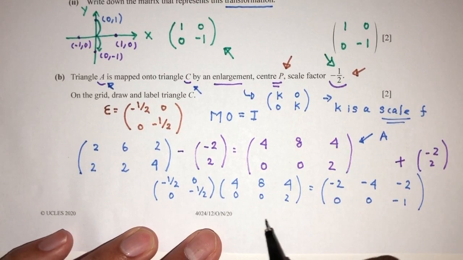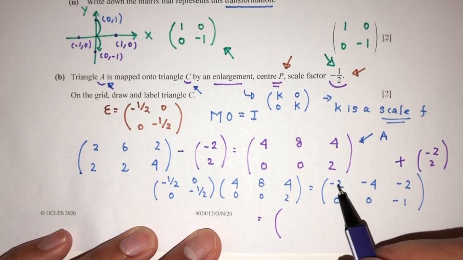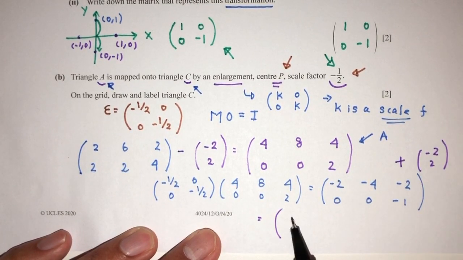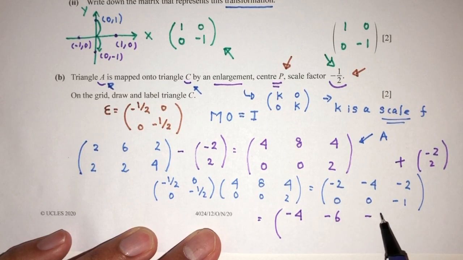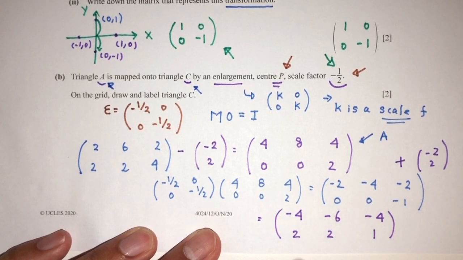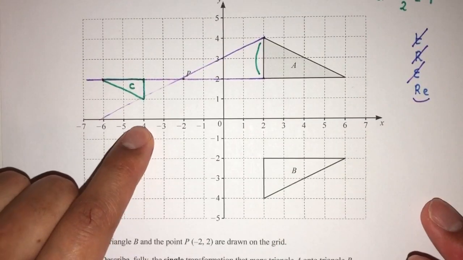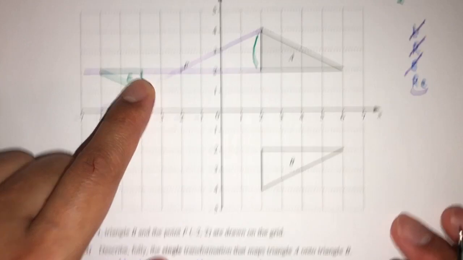So you will get what? Minus 2, minus 2, that will be minus 4, minus 6, and minus 4. That will be 2, 2, 1. So let's compare the points on the graph that we have. It is minus 4, 2, bam, good. Minus 6, 2, minus 6, 2, bam. And then finally minus 4, 1, minus 4, 1.